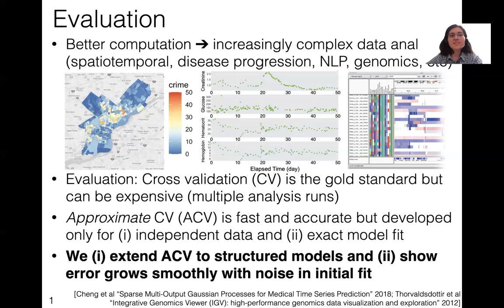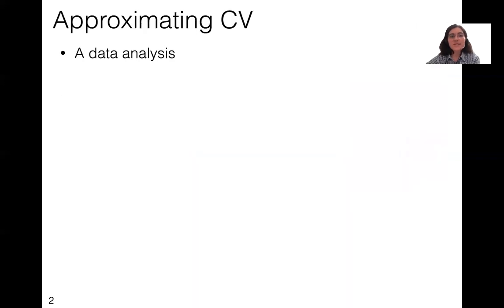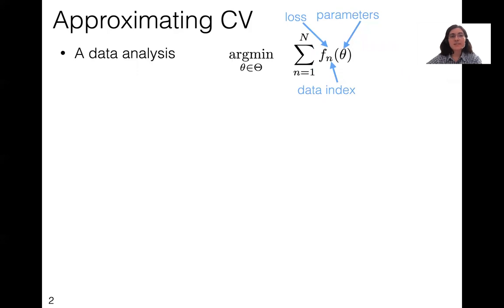Okay, so first, let's look at the setup for existing approximate cross-validation methods. We start with a data analysis where we're interested in learning about some parameters, let's call them theta. We assume that we have data points indexed by n, and for each data point, we have some loss associated with it. Let's call that fn. This could be a negative log likelihood. So we'll find the total loss across all of the data points by taking a sum. And we might estimate the parameter theta by minimizing the loss, or equivalently the average loss. So we'll get out our estimator, let's call it theta hat. And sometimes we'll have a regularizer R.